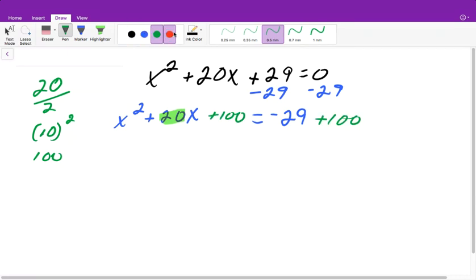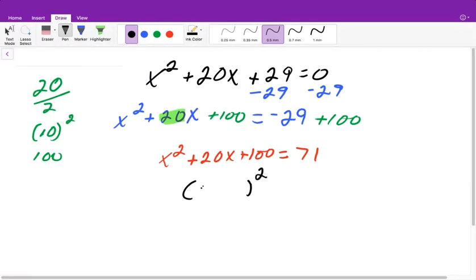So then we will get x squared plus 20x plus 100 is equal to 71. Now remember, we're going to factor this out. It will be a binomial squared. The variable just gets written without the square. The number that we had when we were dividing by 2, so we got 10, that is the number that we write here. And whatever sign we have in front of our b is the sign that we use. So it's x plus 10 squared is equal to 71.